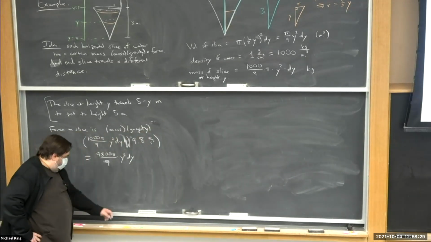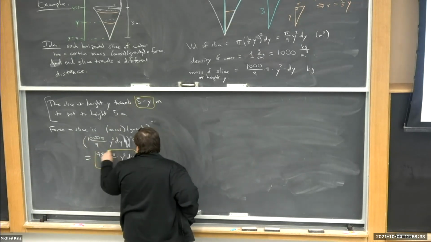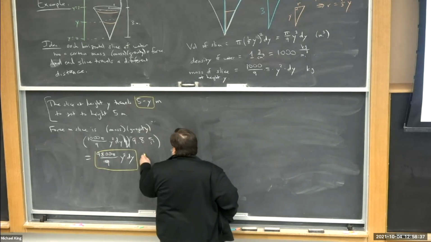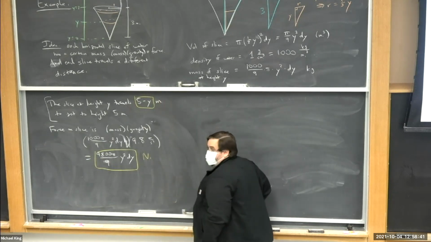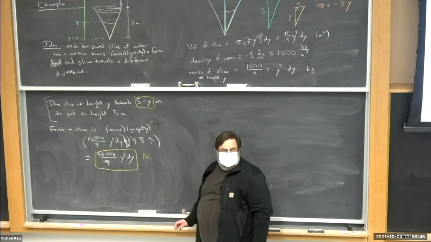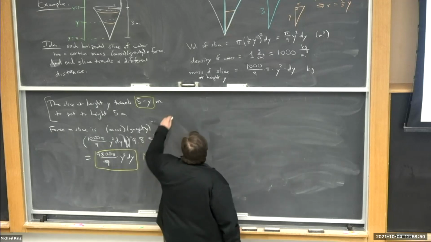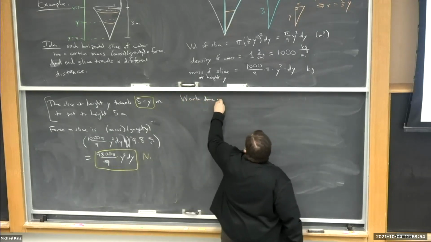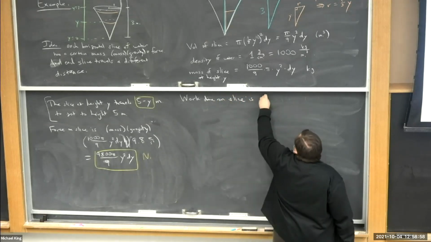So basically, these are the two numbers we have. We have the distance the slice has to travel and the force on the slice. I guess this is newtons. That's meters. So really, the product of those two is the work done on that slice. So the work done on the slice is force times distance.